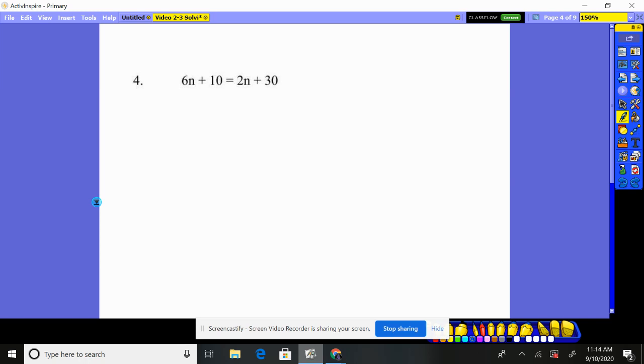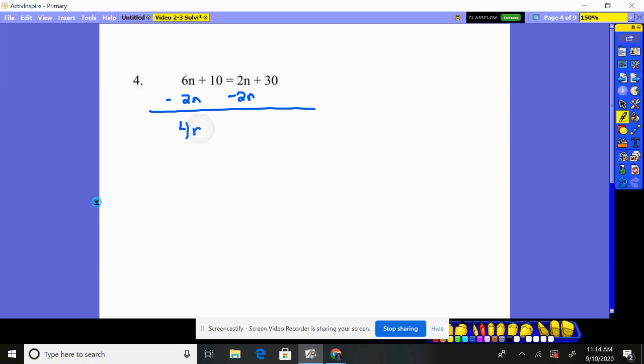So the first thing I always like to take care of are my variables. I see 6n to the left, 2n to the right, so I'm going to go ahead and move that 2n over because it's the smaller, and it's easier to move something that's smaller. Just imagine picking up something. That's how I start the problem.